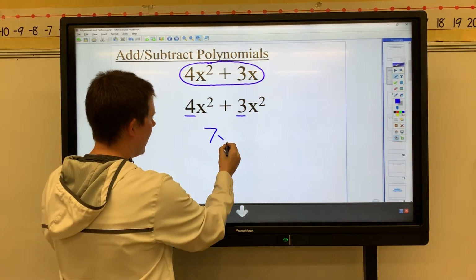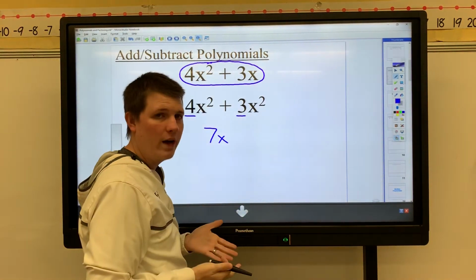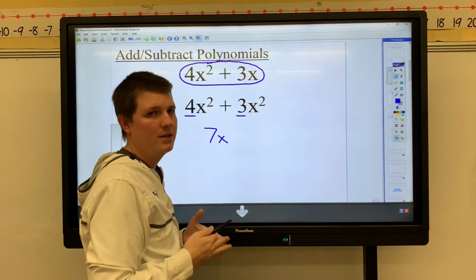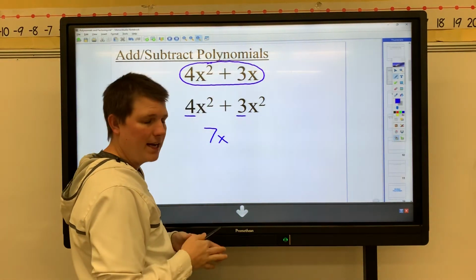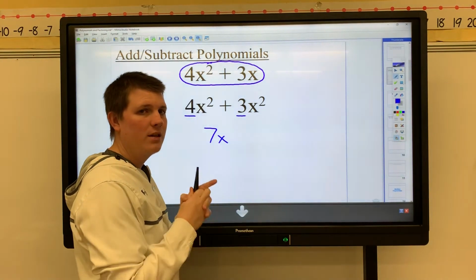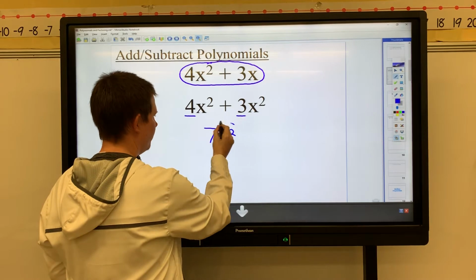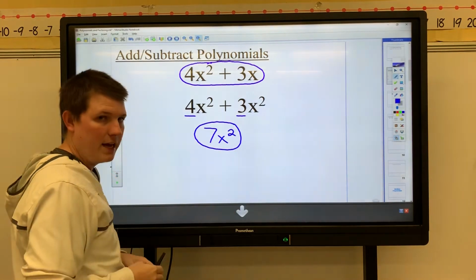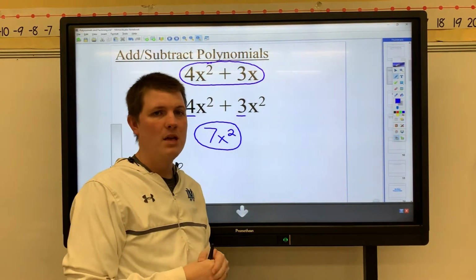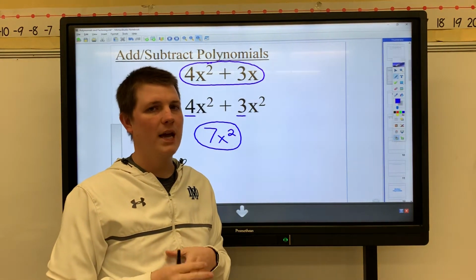And now it stays x, and the question is, what do we do with these exponents? Do we add those as well and make it x to the fourth, or do we keep it the same? And the rule is when adding and subtracting, same thing for both, we keep the exponent the same. So 2 and 2 is going to stay 2. So once again, in order for you to add and subtract them, they must have the same variable and same exponent. That's what makes them like terms.